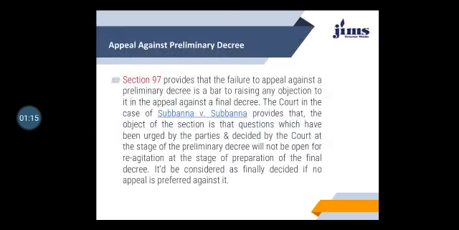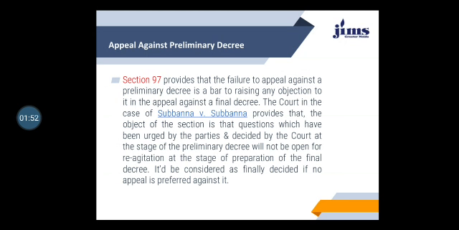Now, the appeal against preliminary decree. Section 97 provides that the failure to appeal against a preliminary decree is a bar to raising any objection in the appeal against a final decree. It means if the party who considered himself aggrieved by the decision of any competent court fails to appeal against the preliminary decree, he is now precluded from appealing against the final decree.